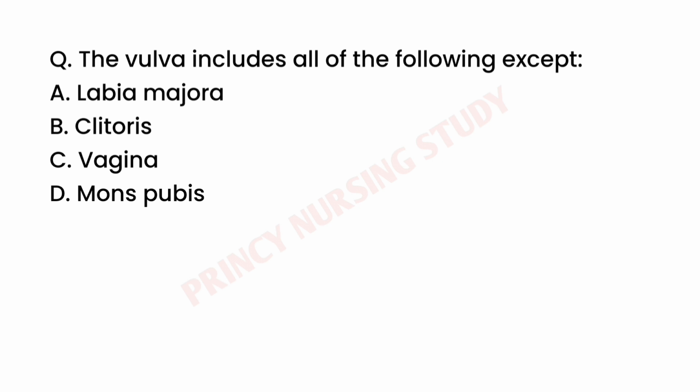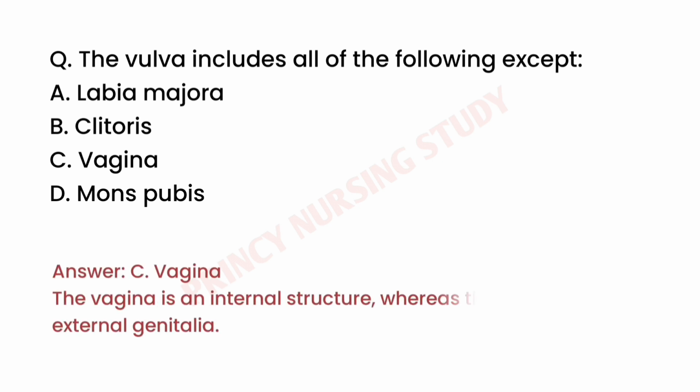So let's get started. The vulva includes all of the following except... Correct answer is C. Vagina. The vagina is an internal structure whereas the vulva includes external genitalia.